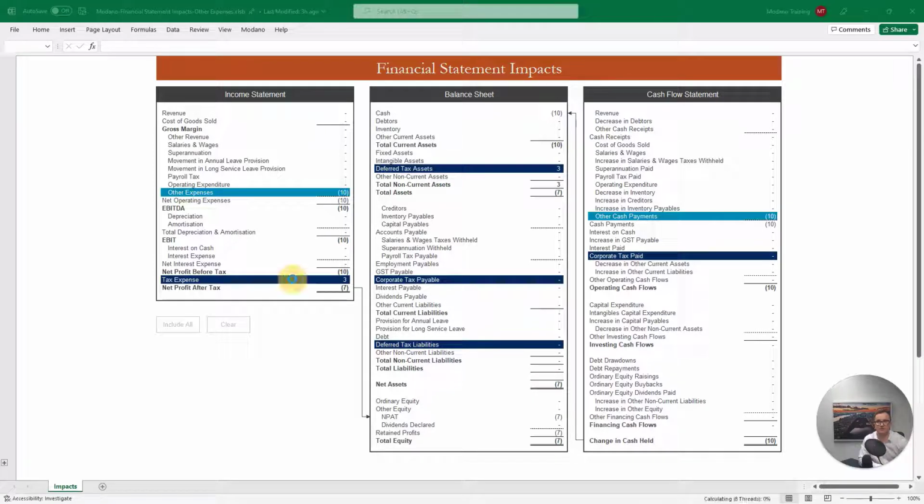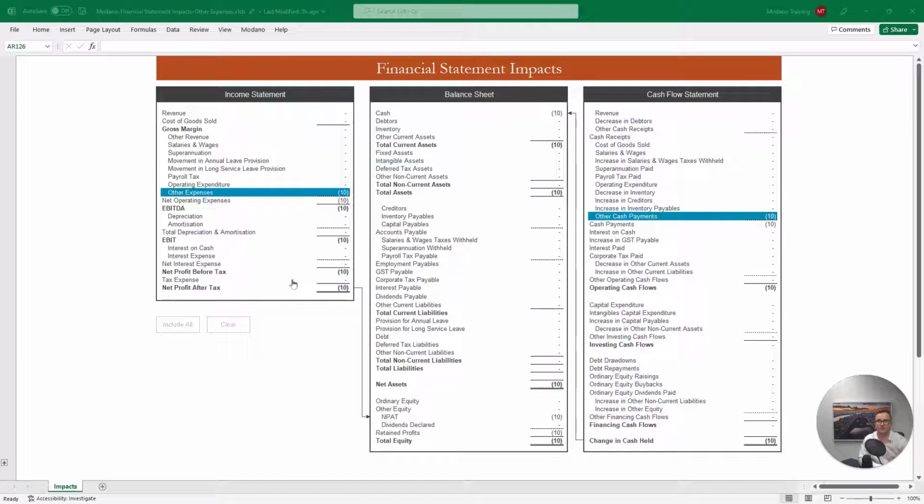However, for the purposes of this video, when we're looking at the financial statement impacts of other expenses within a full three-way financial model, other expenses is included within our net operating expenses section of our income statement, decreasing net profit after tax and decreasing our total equity, as well as being included within our other cash payments within our operating section of our cash flow statement, decreasing our change in cash held, therefore decreasing our cash at bank, decreasing total assets, and therefore balancing our balance sheet.